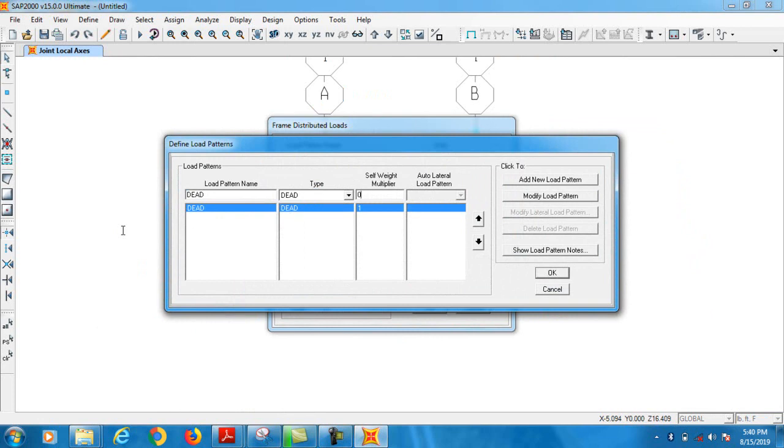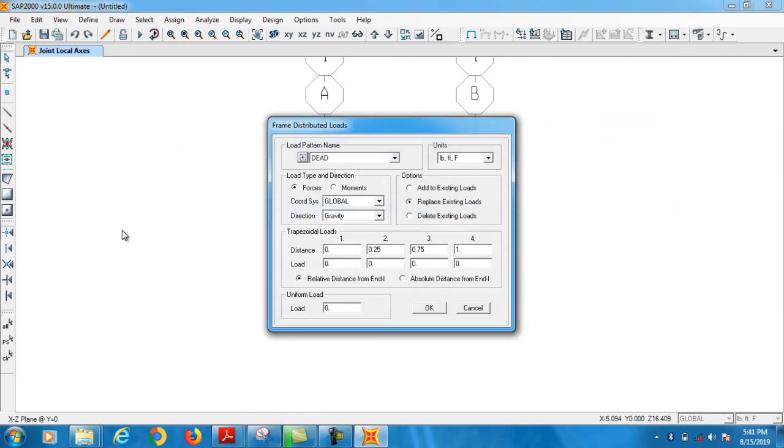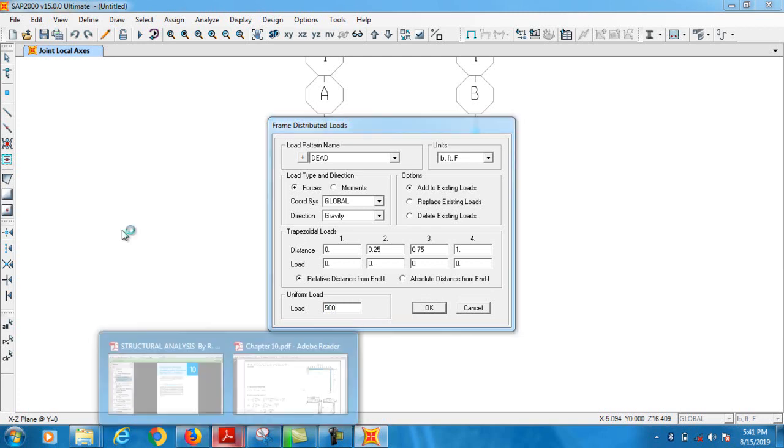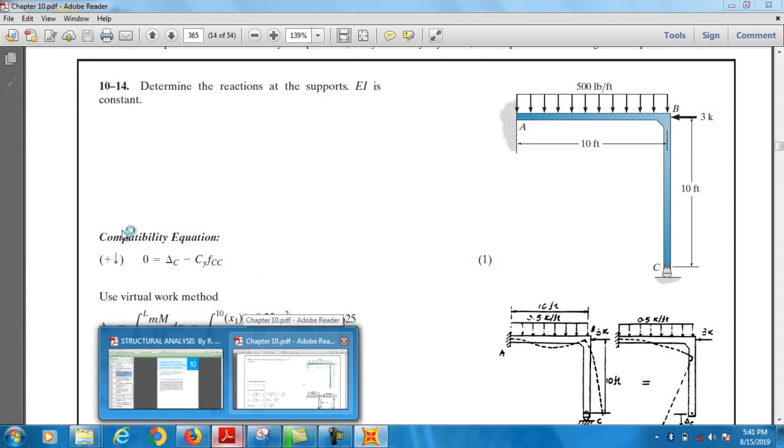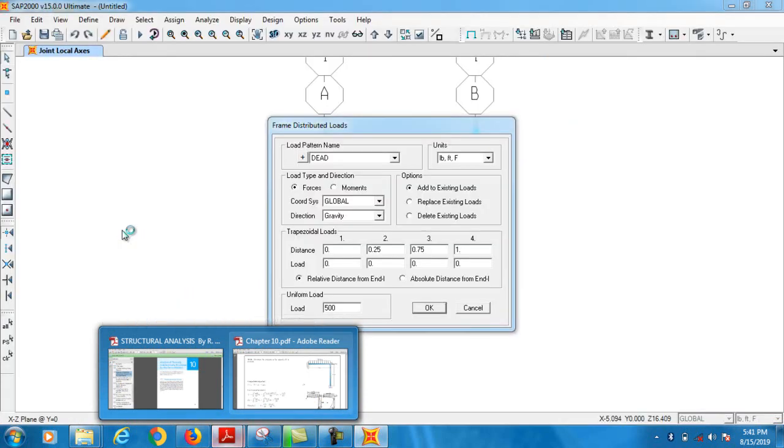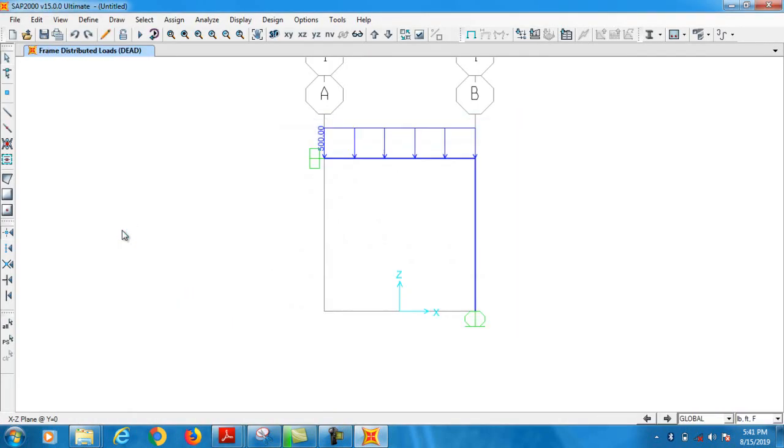Okay, modify. Okay, and pound-feet, global gravity. Okay, and this is, I think so, 500 pound-feet. Clear? This is 500 pound-feet.